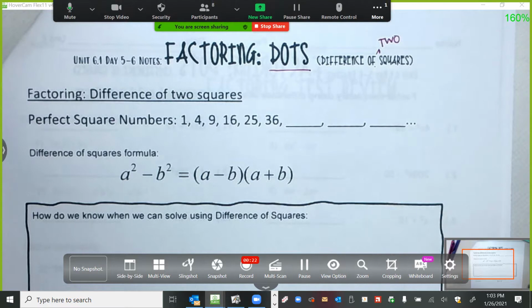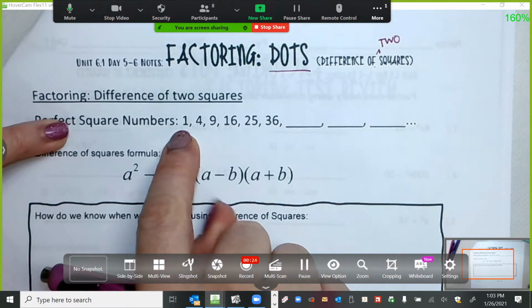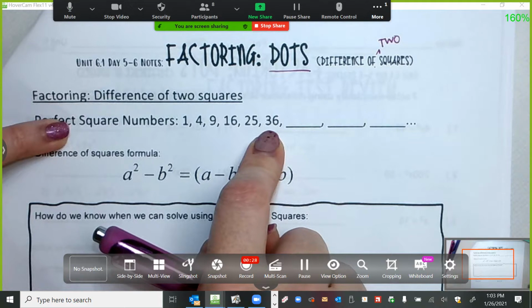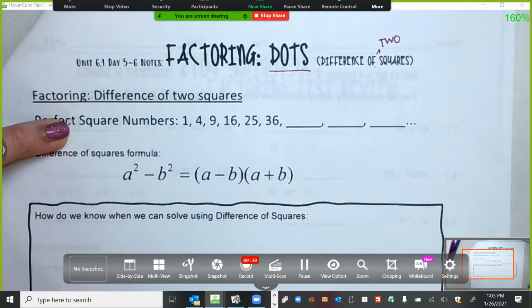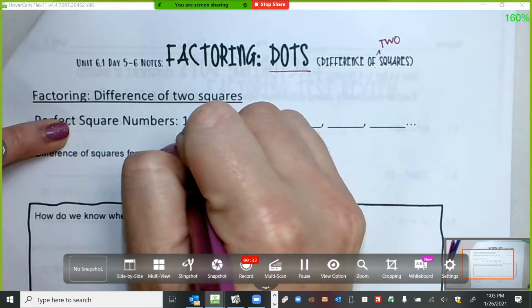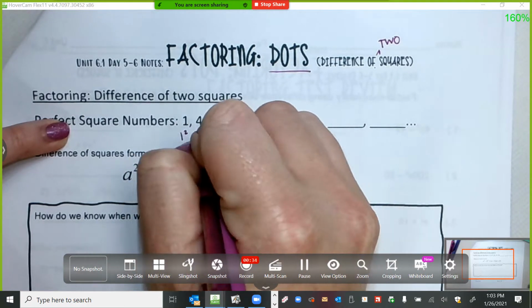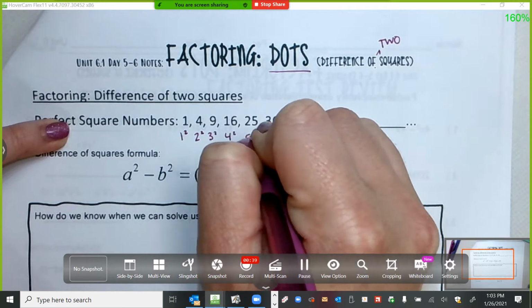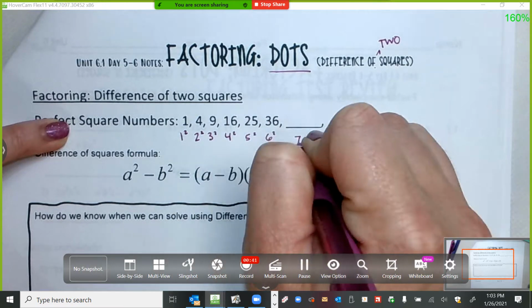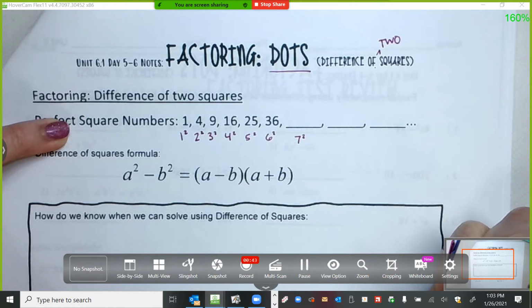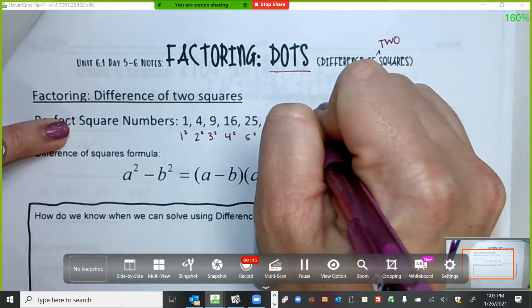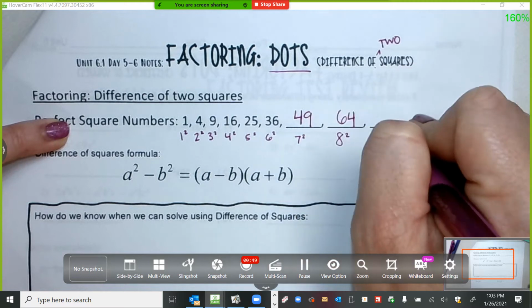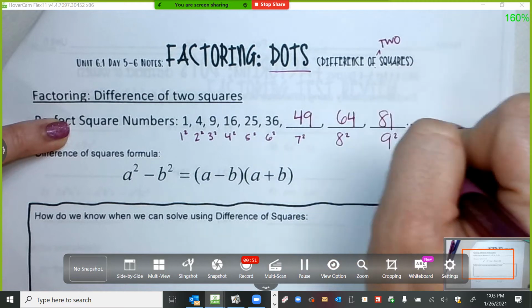So look, I have some here. What makes these perfect square numbers? They're squared. 1 squared is 1. 2 squared is 4. 3 squared is 9. 4 squared is 16. So on and so forth. Right? So what is 7 squared? 8 squared? 9 squared? And so on and so forth.